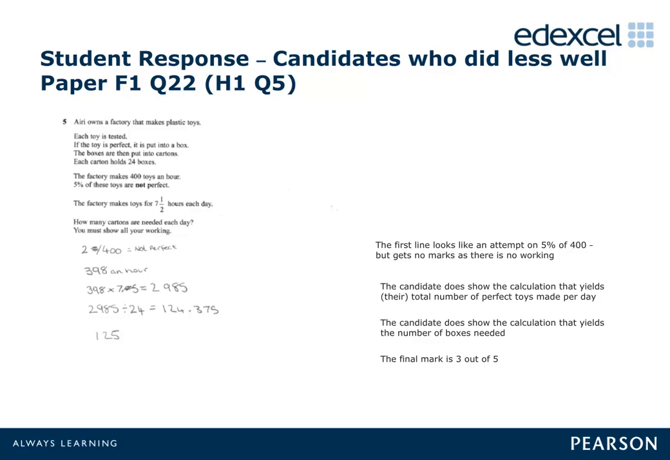This response illustrates the principal examiner's case. 5% of 40 is 2, so it could have been just a miscopy or miskey on the calculator. However, with no expression, such as 400 divided by 100 multiplied by 5, the mark cannot be given.